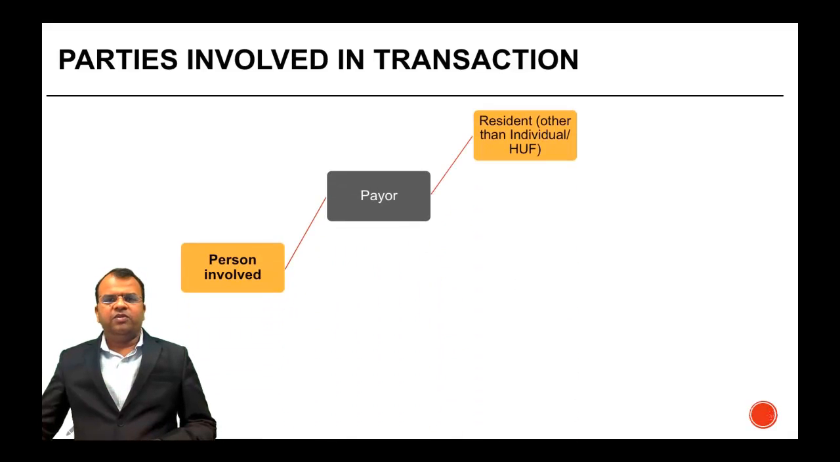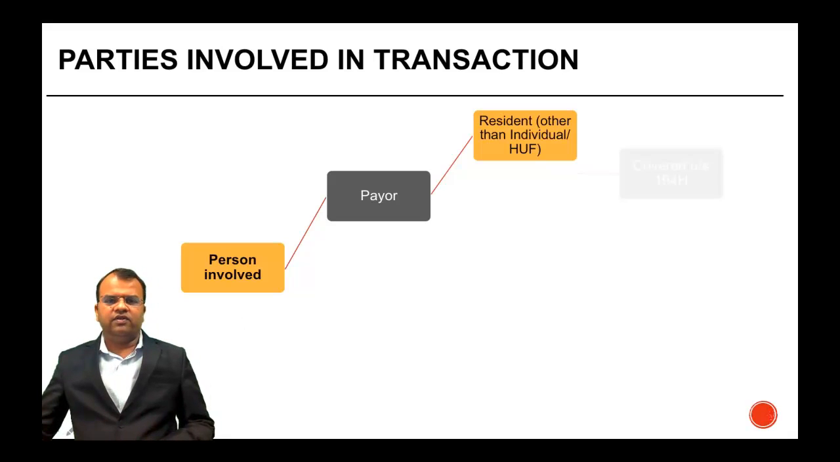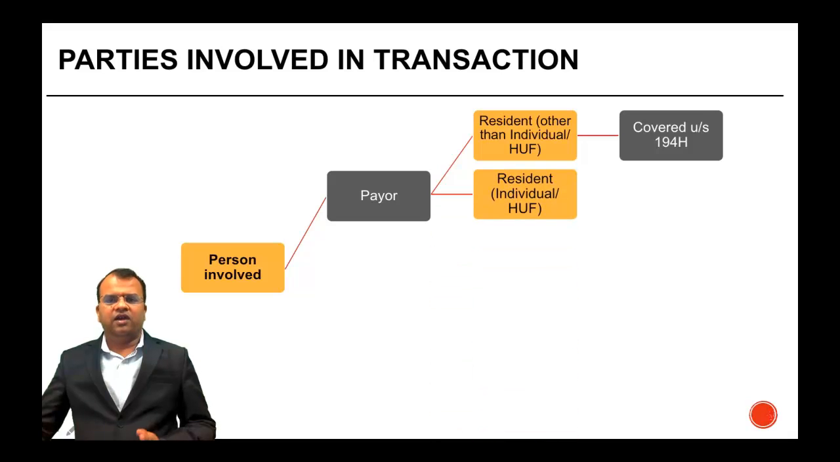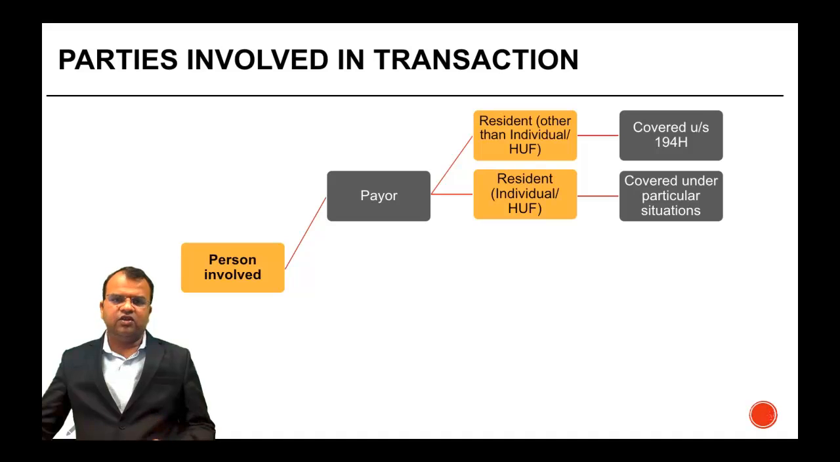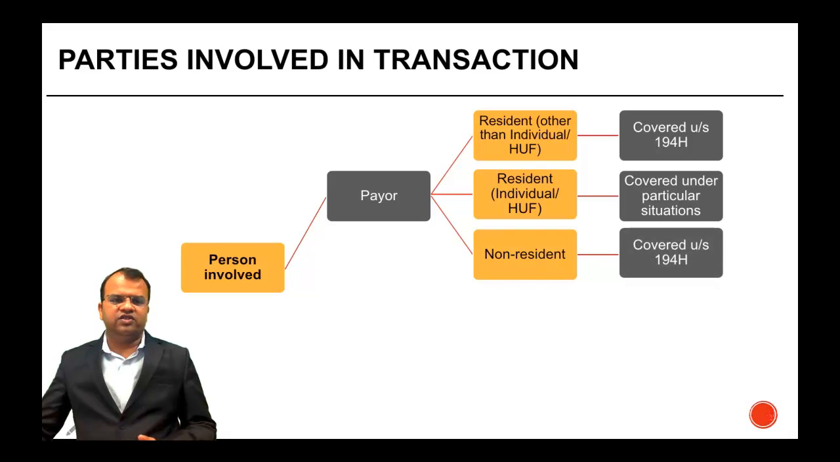So the payer might be a resident who is other than individual and HUF. They are covered under section 194H. A resident who is an individual or HUF may be covered under certain particular situations which we are going to look at in the next slide. And a non-resident is also covered under section 194H.